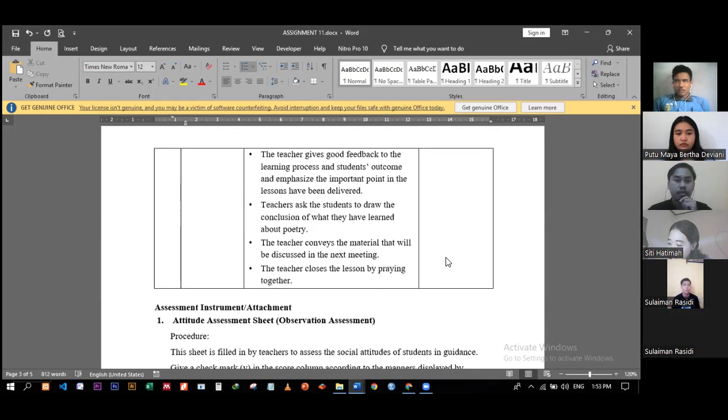Then the teacher asks the students to draw a conclusion of what they have learned about drama. And then the teacher conveys the material that will be discussed in the next meeting. As usual, at the end, the teacher closes the lesson by praying together. Okay, that's all about the learning activities.